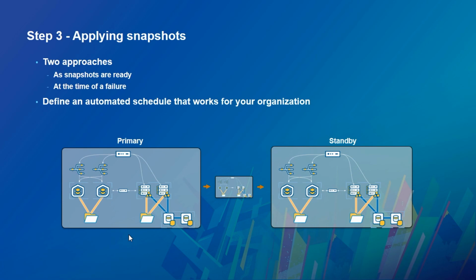So then once you're ready to apply snapshots, there are two different approaches that you can take. And applying snapshots, I simply mean restoring the backups. You can restore them as they're ready on a scheduled task, or at the time of failure. And obviously we're going to suggest that you need to make sure that your standby is in a warm state, right? So in the event of a failure, you don't have to wait for a restore of a backup before you can flip over.